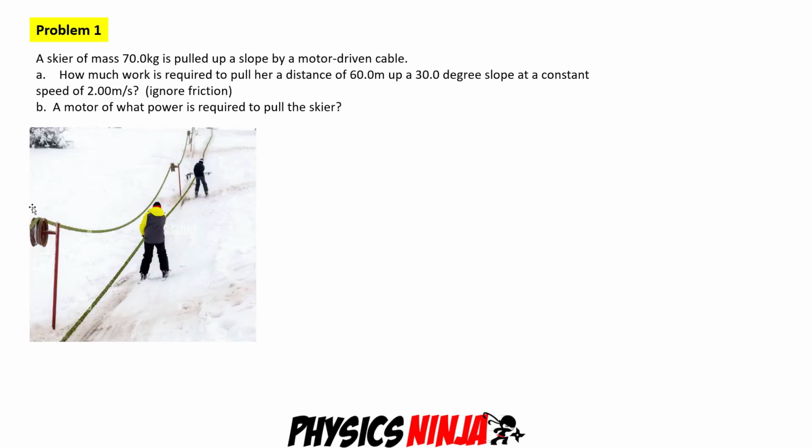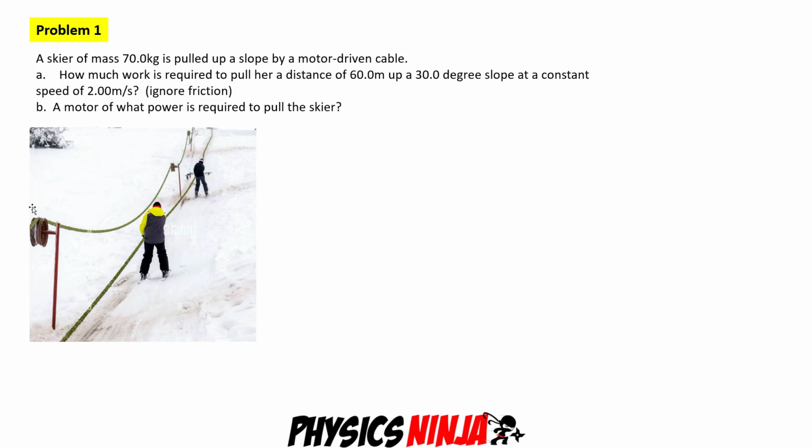All right, here's our first problem. We have a skier of mass 70 kilograms pulled up a slope by a motor-driven cable. First part says, how much work is required to pull her a distance of 60 meters up a 30-degree slope at a constant speed of 2 meters per second. And the second part says, a motor of what power is required to pull the skier.